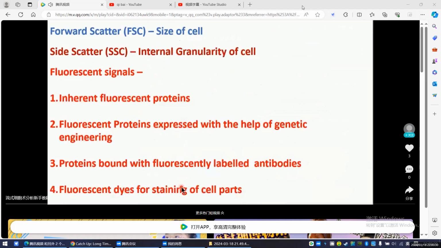So again, I am summarizing here that forward scatter gives us the information about the size of the cell, side scatter gives us the information about the internal granularity of the cell, and fluorescent signals can come from inherent fluorescent proteins, or fluorescent proteins expressed with the help of genetic engineering. Sometimes we express the proteins from outside. The signal can also come from proteins bound with fluorescently labeled antibodies, and we are sometimes using fluorescent dyes for staining of different cell parts like DNA, nucleus, mitochondria, or many other things.